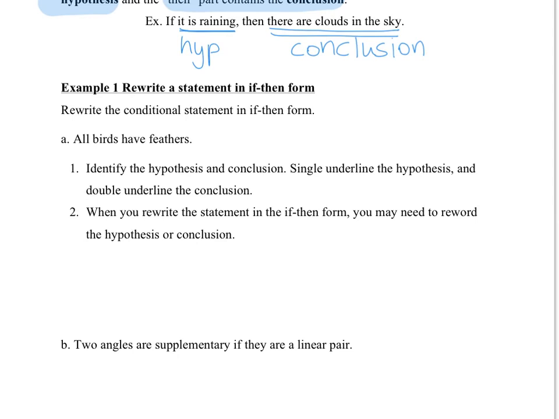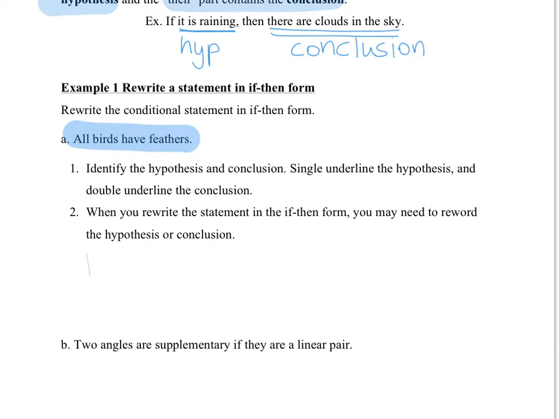So we're going to rewrite a conditional statement in if-then form. Then it tells us that we need to identify the hypothesis and conclusion. As you can see, it's single underline for the hypothesis, double for the conclusion. And just a little note, if you look at this statement, we can't really just write if all birds then have feathers. We're going to need to add some words. So we have to add a few words here.